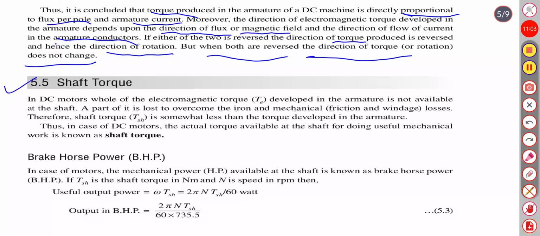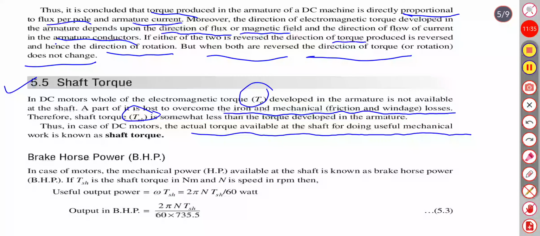Shaft torque. In DC motors, the whole of the electromagnetic torque Te developed in the armature is not available at the shaft. A part of it is used to overcome the iron and mechanical friction or windage losses. Therefore, the shaft torque TSH is somewhat less than the torque developed in the armature. Thus, in the case of DC motors, the actual torque available at the shaft for doing useful mechanical work is known as the shaft torque.